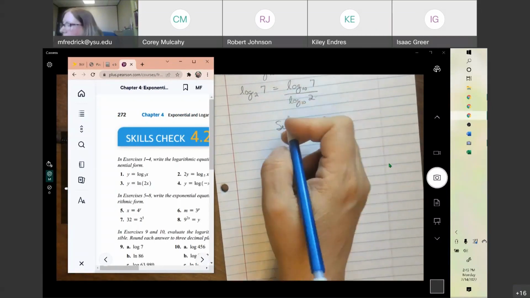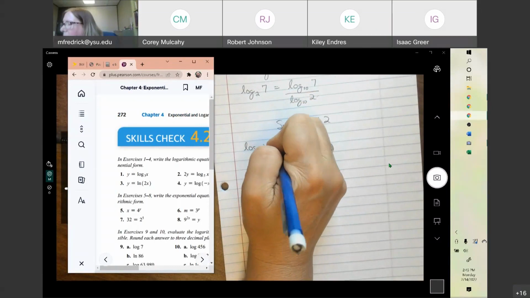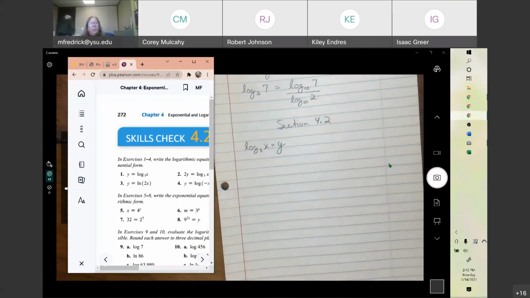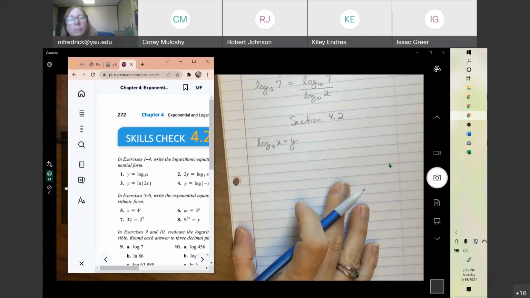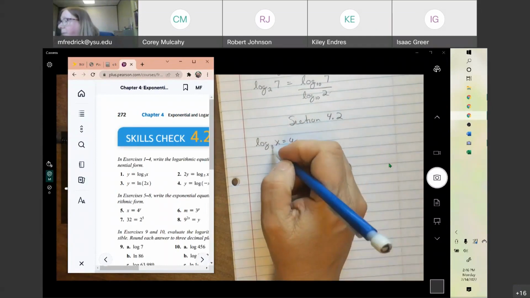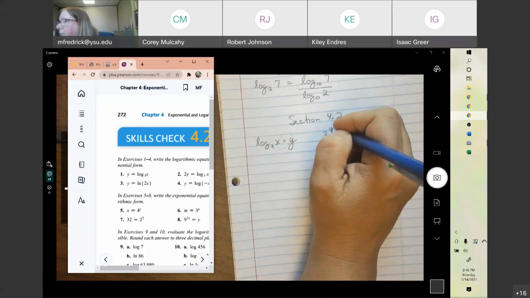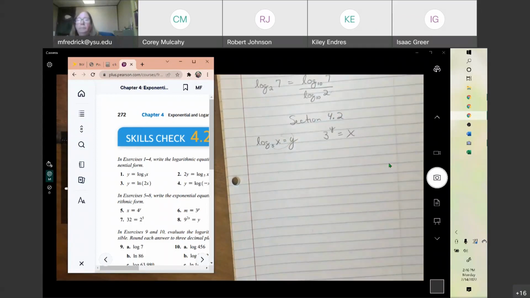So we have, I like to put the log first, log base 3 of x equals y, because then my loop works. So when they write it the opposite way, flip it. So we start with the base and we loop around. 3 to the y equals x. Any questions on that one?